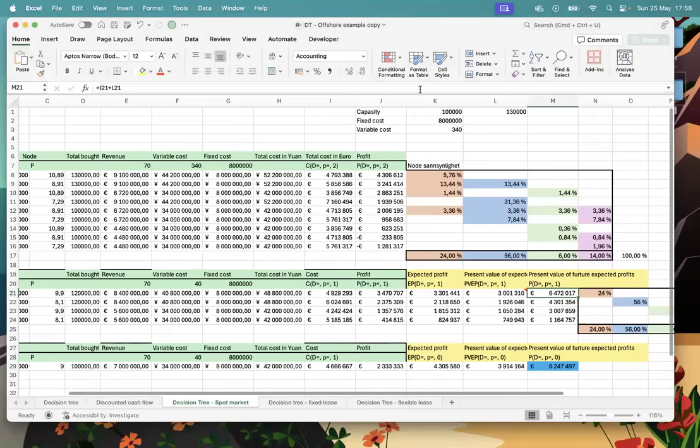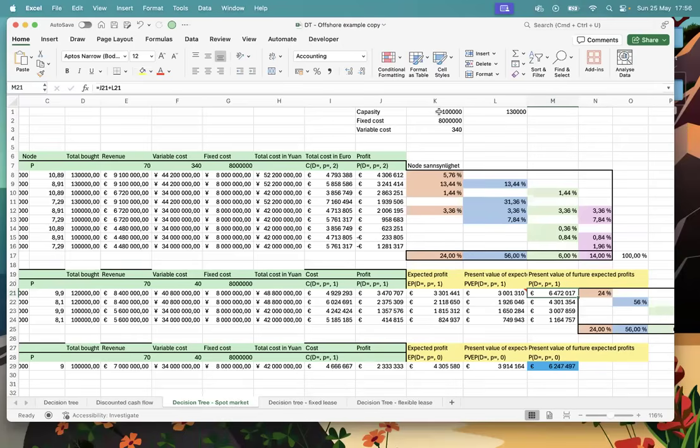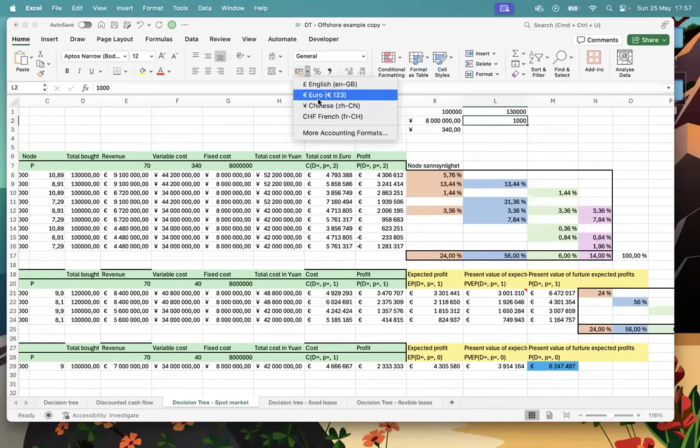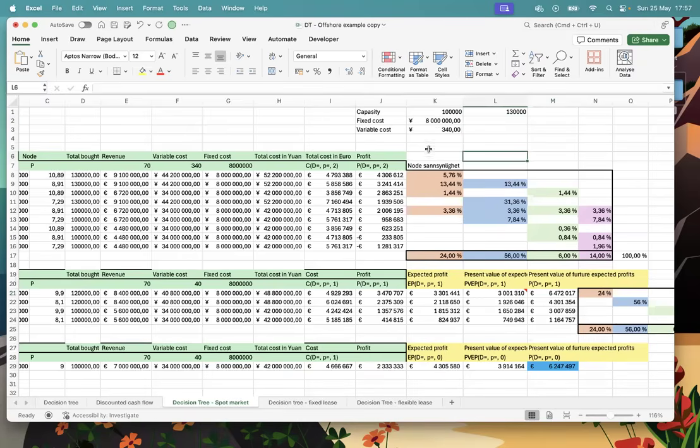So I have done this here: capacity, fixed cost, and variable cost. As I stated here, 100,000 to 130,000, 8 million in yen. It's important to note that this is yen and not euros. I think if you do this exercise, it's important to note whether it's in yen or in euros, so you can make sure what currency the value you have is actually in.